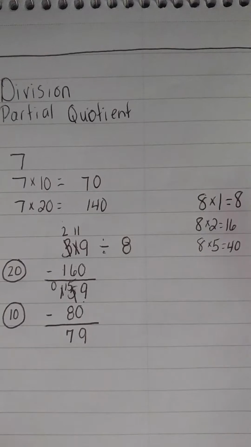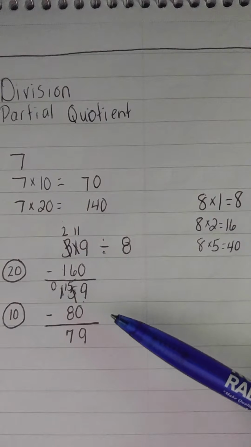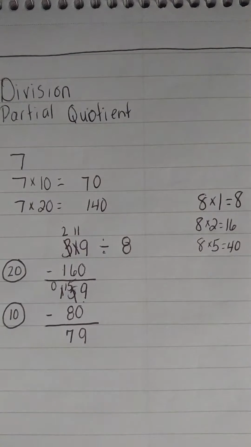Now I can pull out different chunks. Boys and girls, you can think of yourself, what times 8 gets me closest to 79 without going over. The problem with that is you really have to be strong in your multiplication tables. And this strategy is to allow children who aren't necessarily strong in their multiplication tables still have success with division.